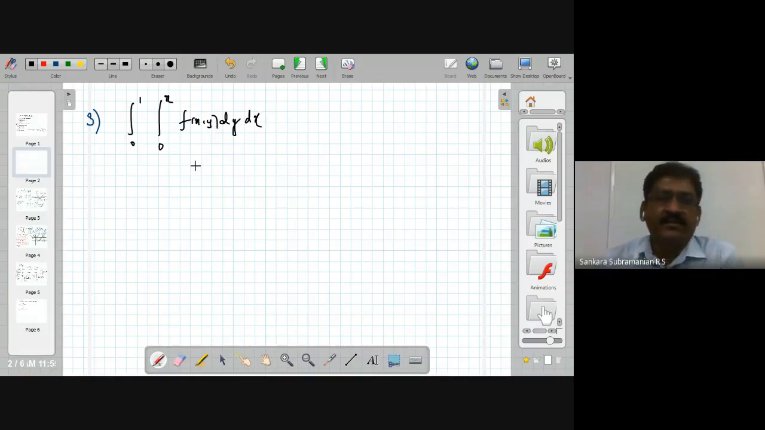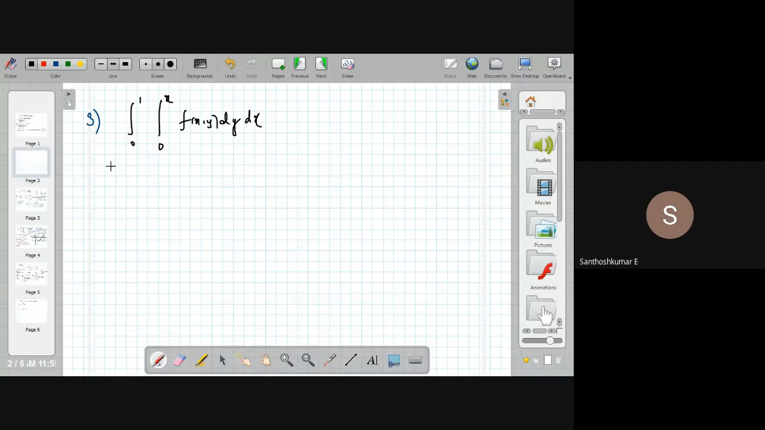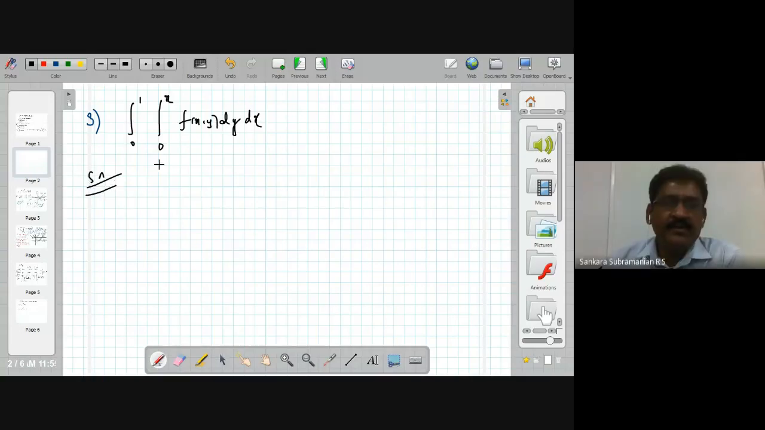Can you draw the graph? Before going for drawing, you should note that the inner limit is in terms of x. Therefore, y goes from 0 to x, and the limit for x is 0 to 1.